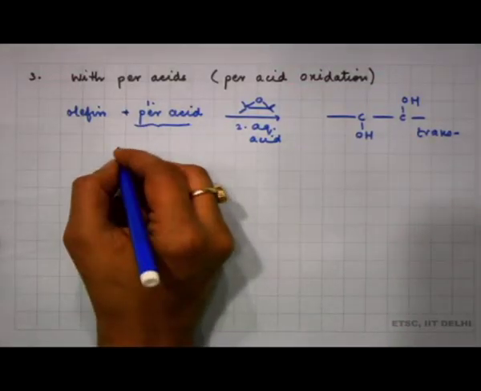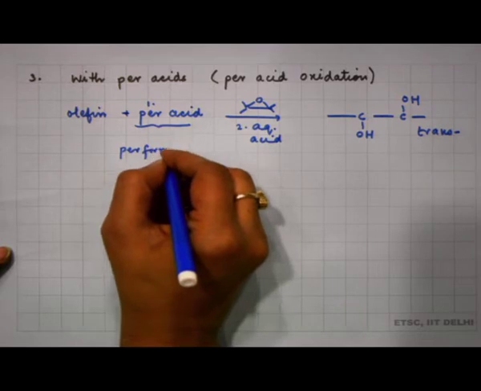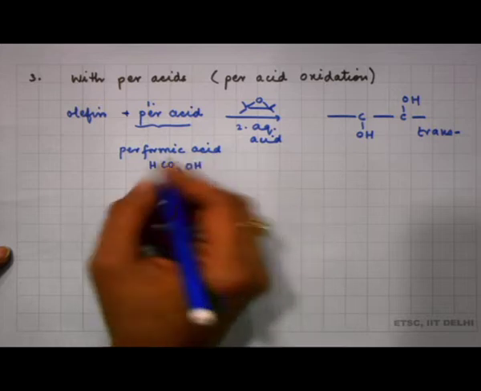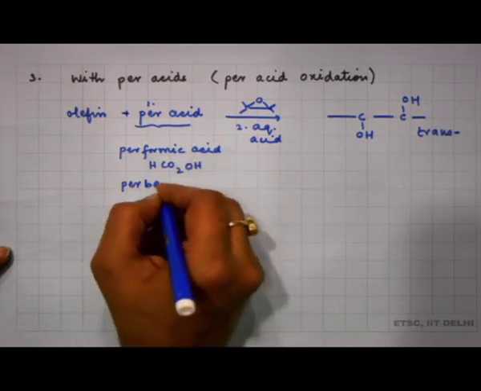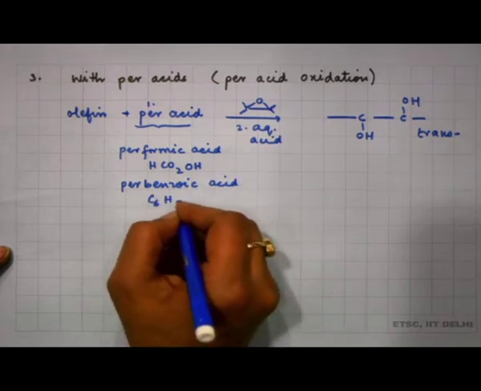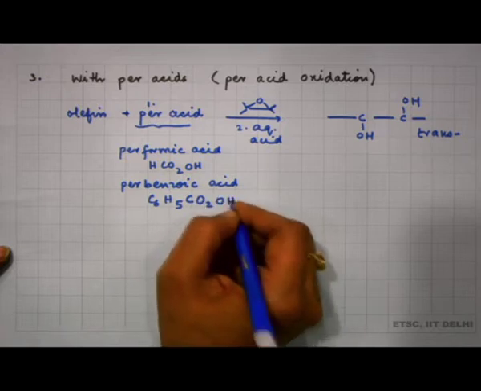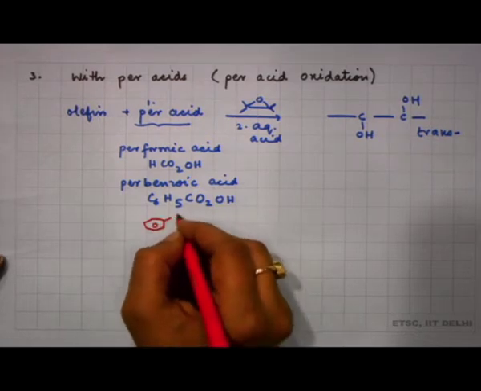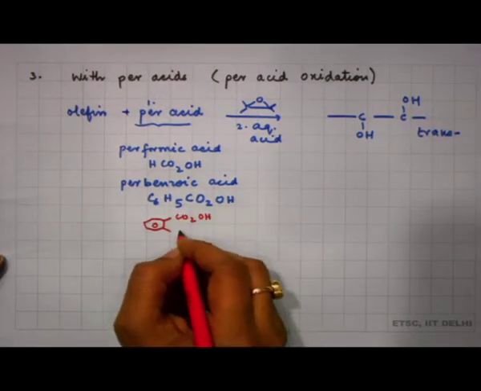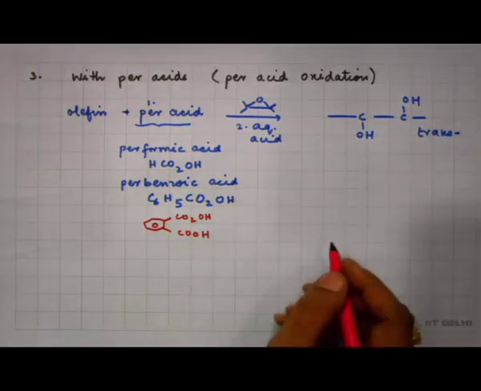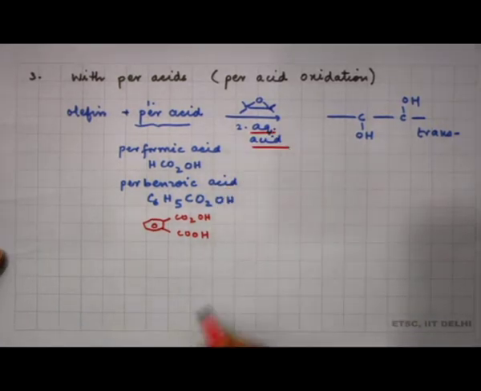as the major product. So, the per acid could be any of the acids like a performic acid. You can have a perbenzoic acid, which would be C6H5CO2OH. You can have a perphthalic acid. So, any of these per acids can be used. The first step brings about the epoxidation, and the second step is the ring opening of the epoxide in the presence of the aqueous acid.